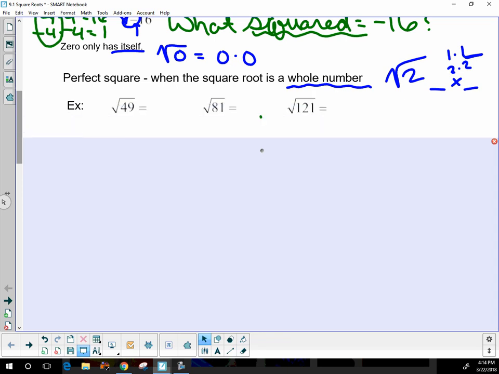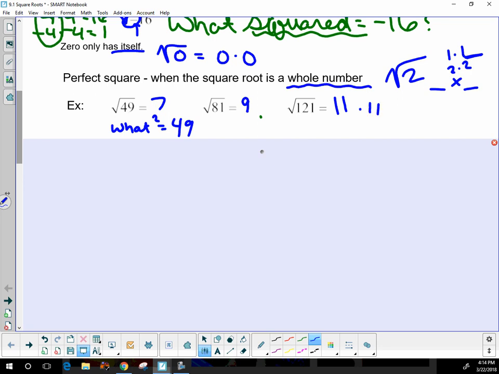So here's a few examples of them. 49. What squared? That's the exponent of 2. You probably already have all 3 of these answers. 7 times 7, this is 9 times 9, this is 11 times 11. Notice I'm not writing 11 times 11. I'm just writing 11, because the question is what number squared?